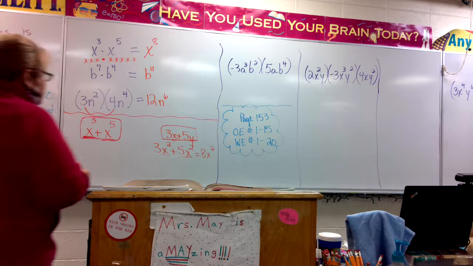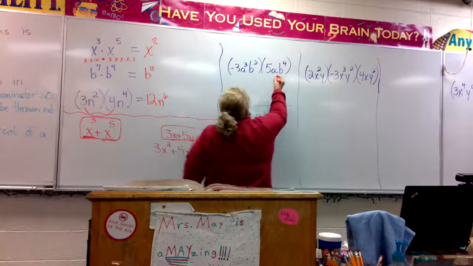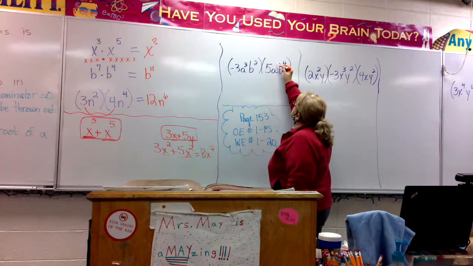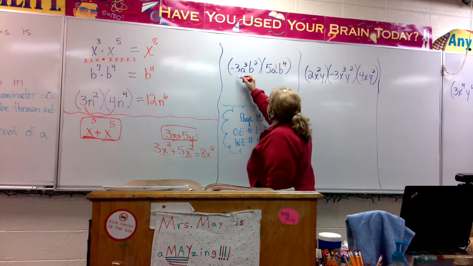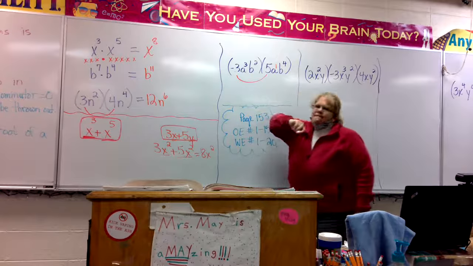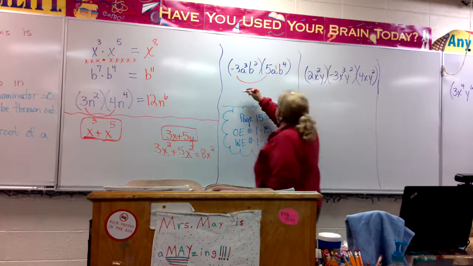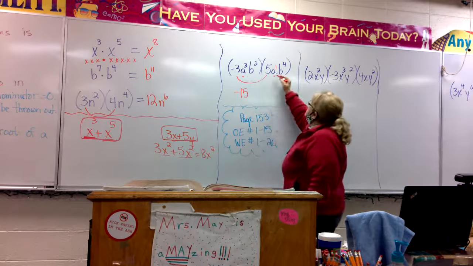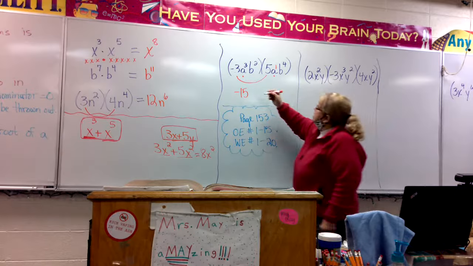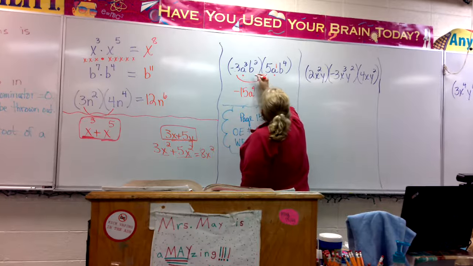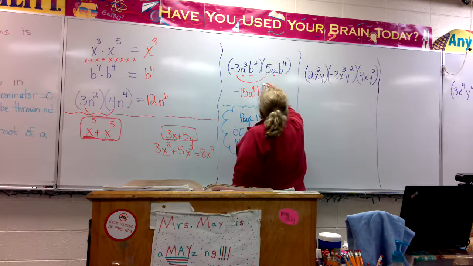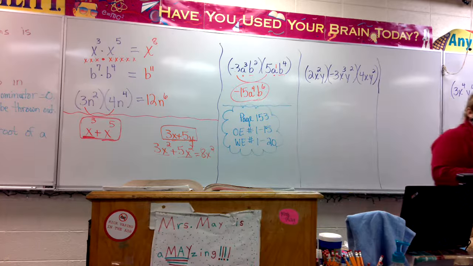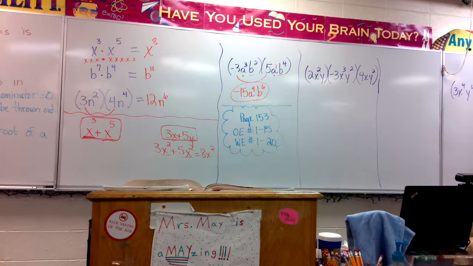How about this? Same kind of thing, except what do we assume the exponent is if there's no exponent there? 1. So I have negative 3 times 5, negative 15. How many A's? 3 and 1? 4. A to the 4th. And then how many B's? B to the 6th. And that would be my answer. And by the way, how much work did you have to show for that? Not much, right?